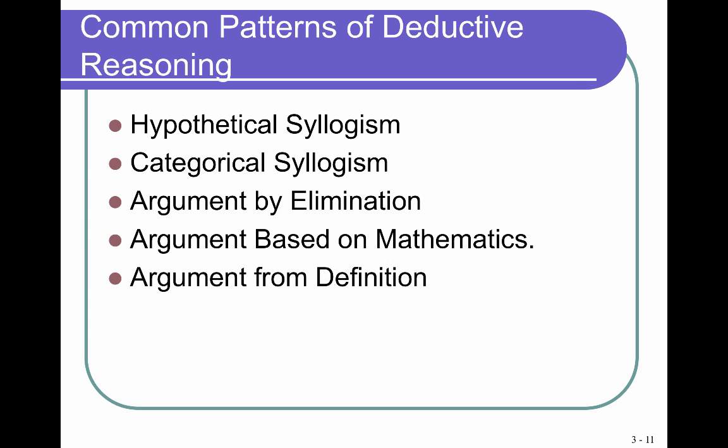Arguments by elimination, in which possibilities are eliminated one by one until only one conclusion exists. Arguments based on mathematics, which is just like it sounds, you use math to get to the conclusion. And arguments from definition, where the conclusion is based on the definition either inherent or understood in the premises. So let's look at each of these in turn.